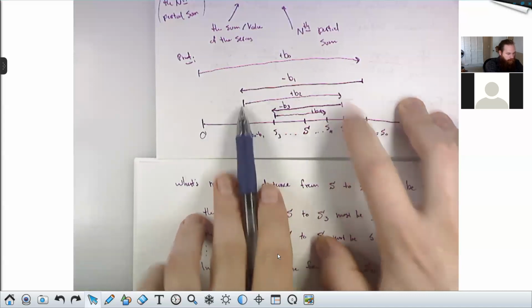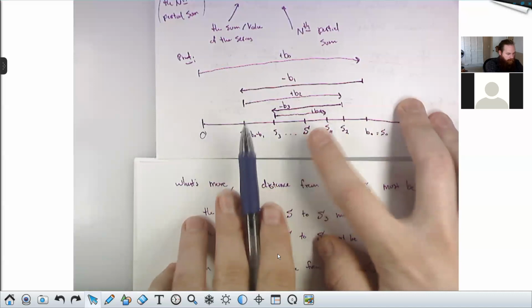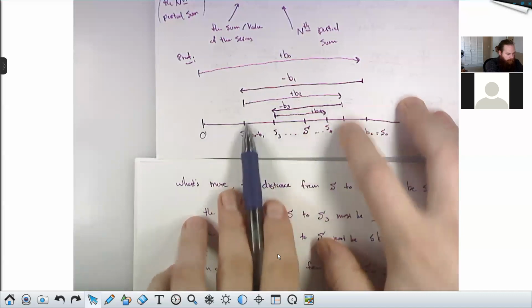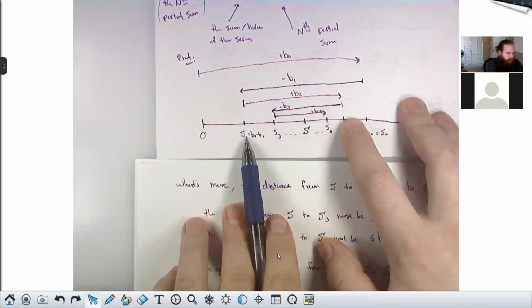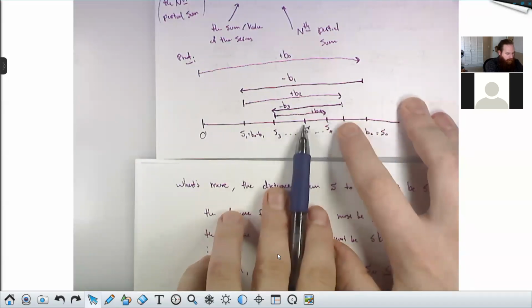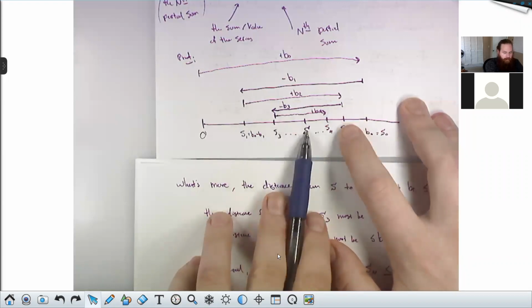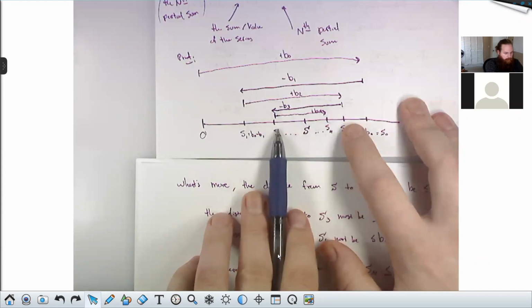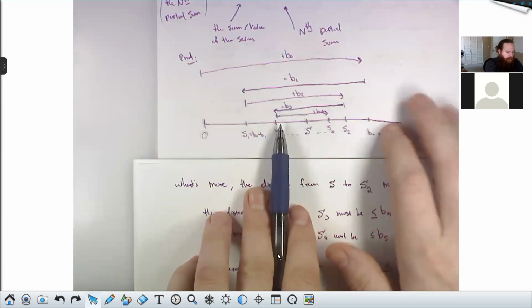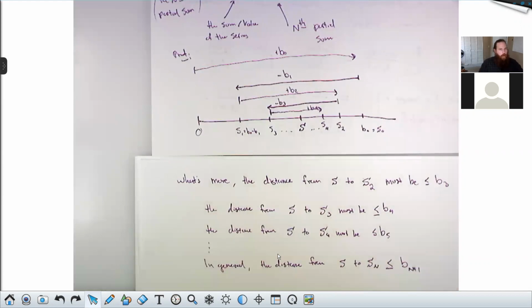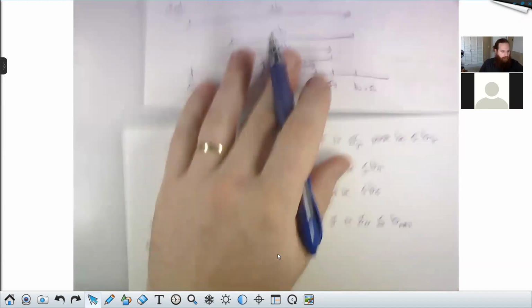What is this? Well, that's B2. So the distance from S1 to S is smaller than the distance B2. The distance from S2 to S has to be smaller than B3 because B3 is this distance and this is contained within this. So this has to be smaller than this. And there's nothing special about 0, 1, 2, 3. This always works because you're always jumping over S in the middle to go from Sn to Sn plus 1, and going from Sn to Sn plus 1 means moving a distance of Bn plus 1. That's it. That's the proof.